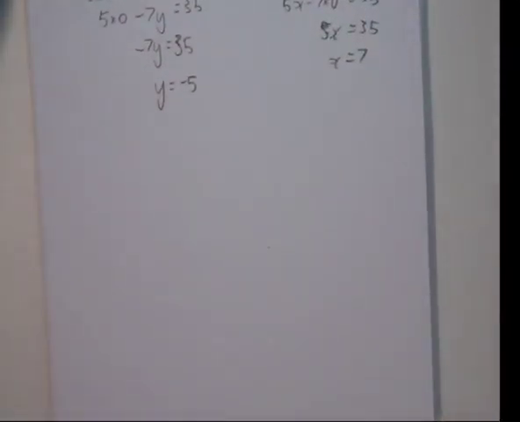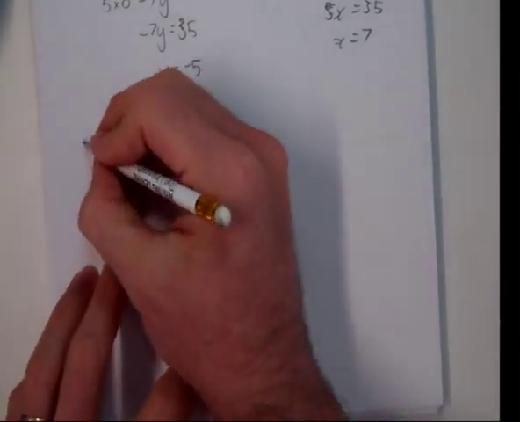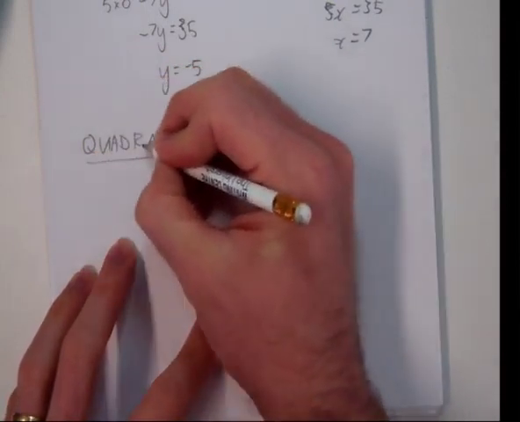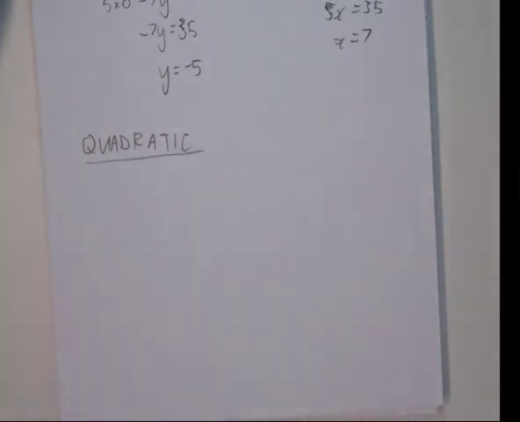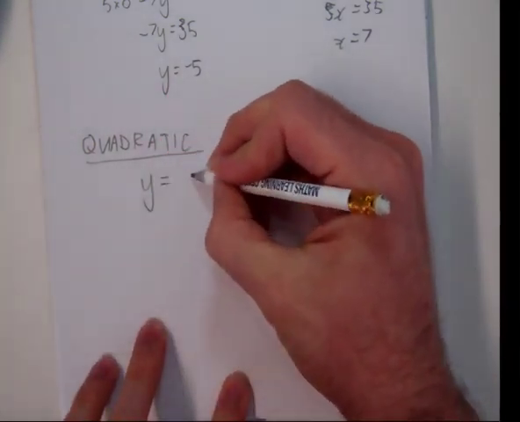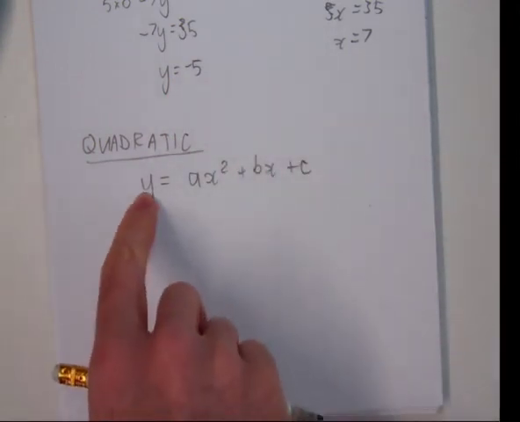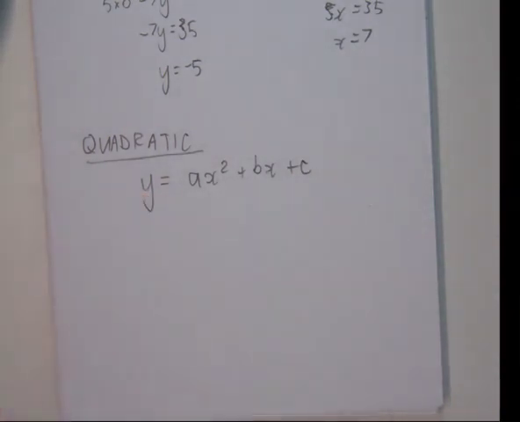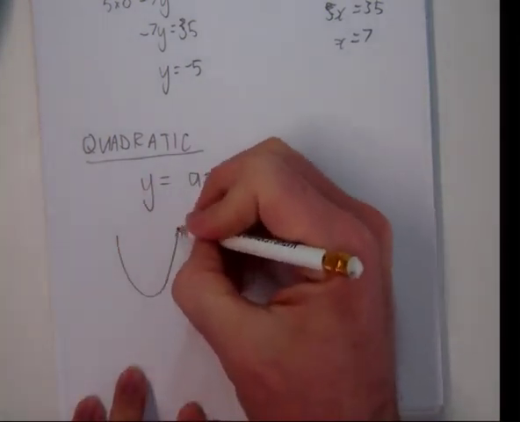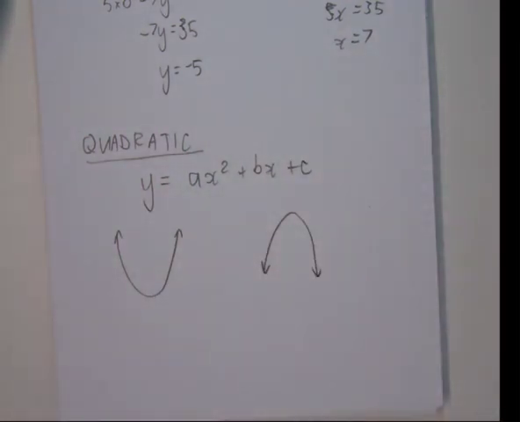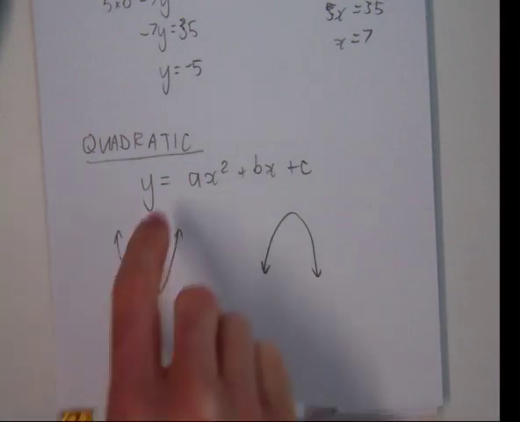The next kind of function or graph is a quadratic. A quadratic function, its formula will look something like this. Or it might not be a y, it might be an f of x. And its shape will look something like this. One of those two. It depends on what this number is here.